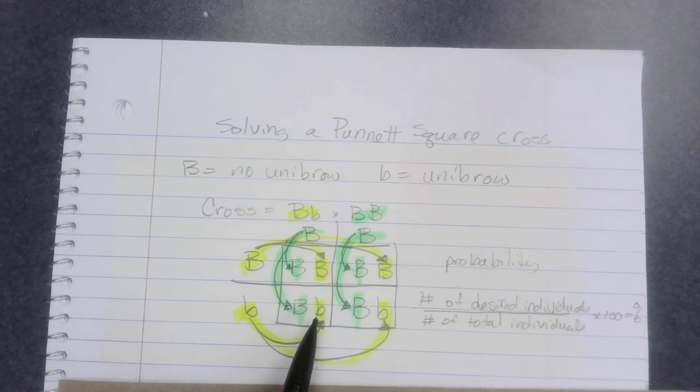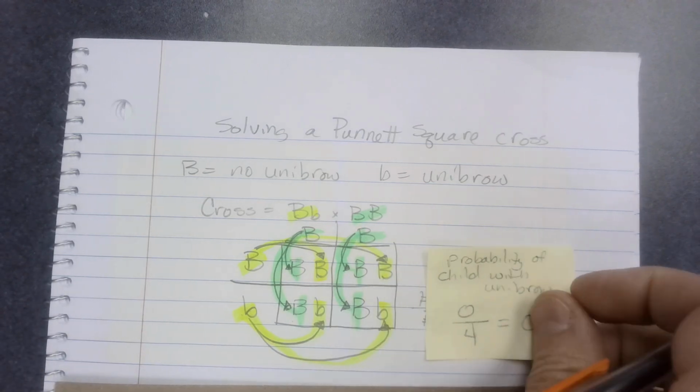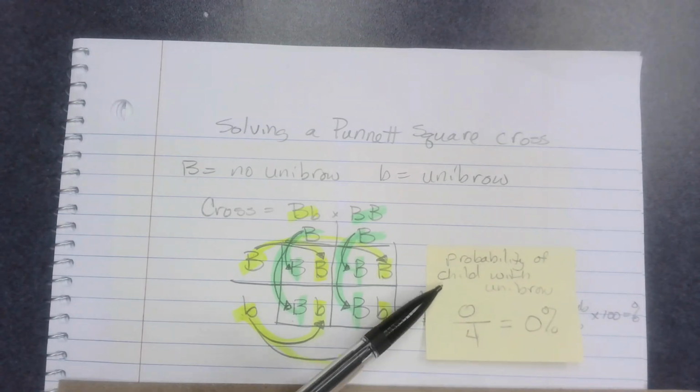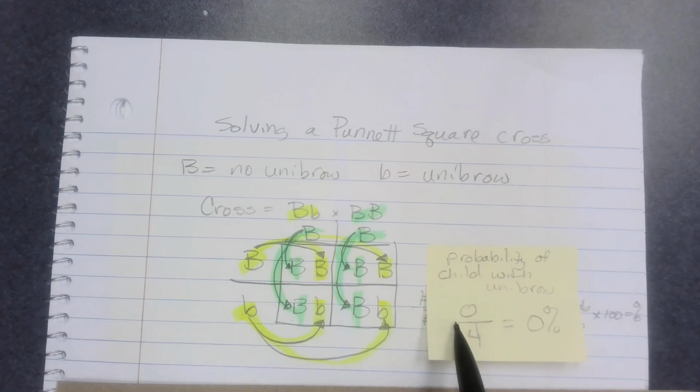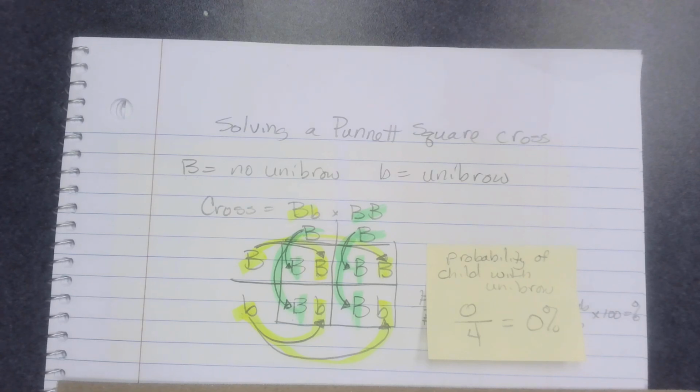Here is a dominant and a recessive, but since I have a dominant, that's going to dominate, and I'm not going to see that characteristic. So this will be no unibrow, no unibrow. So in this situation, the probability of a child having a unibrow from those 2 parents, there's 0 that have the desired characteristic divided by 4 total offspring, which gives me 0%.